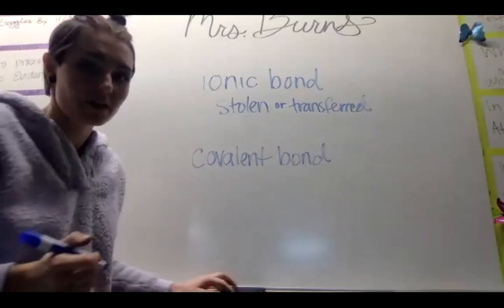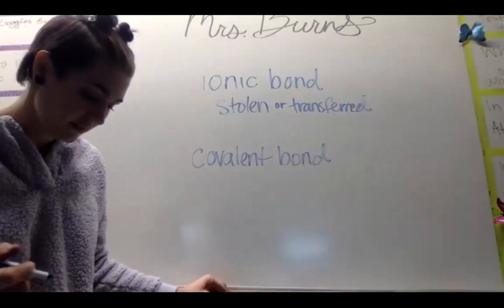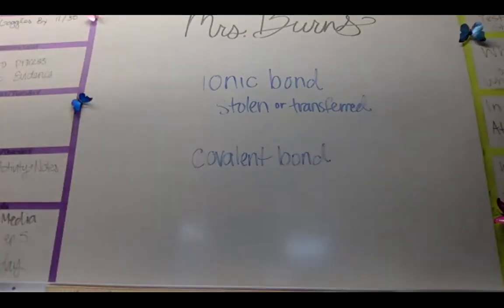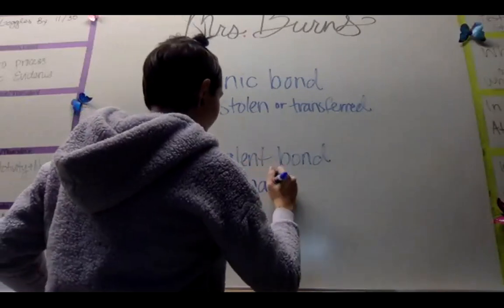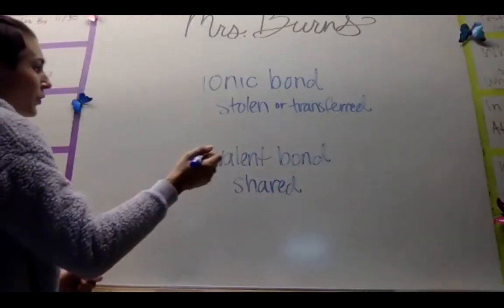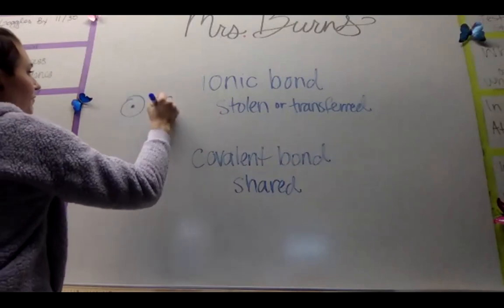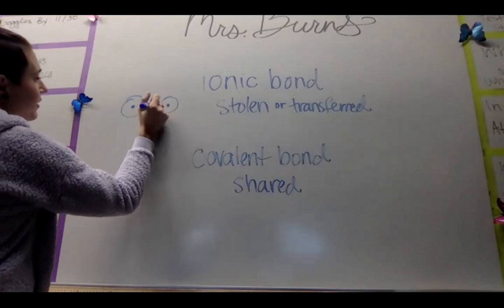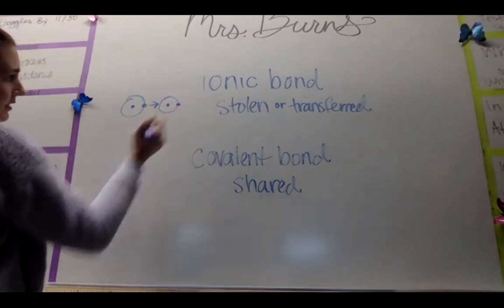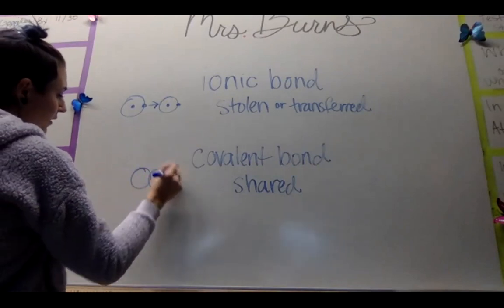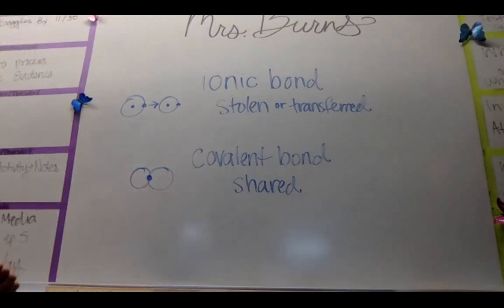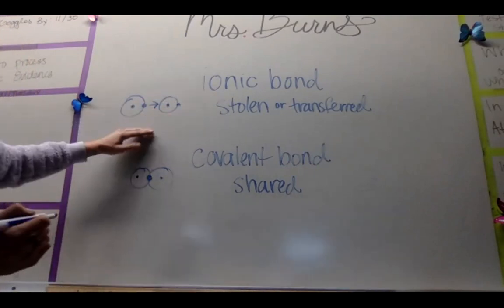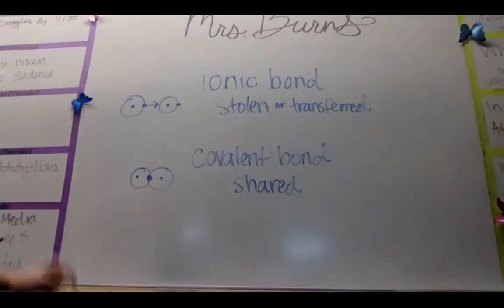And so then what happens in a covalent bond? What happens with the electrons? They're shared. Mm-hmm. Yeah, so covalent bond means that they're shared. So what this looks like, if you were to have, let's say we have 2 elements here, this electron would be sent over to this element. In a covalent bond, they would share the electron. So once again, ionic bonds, they transfer or steal electrons. Covalent bonds, they share them.